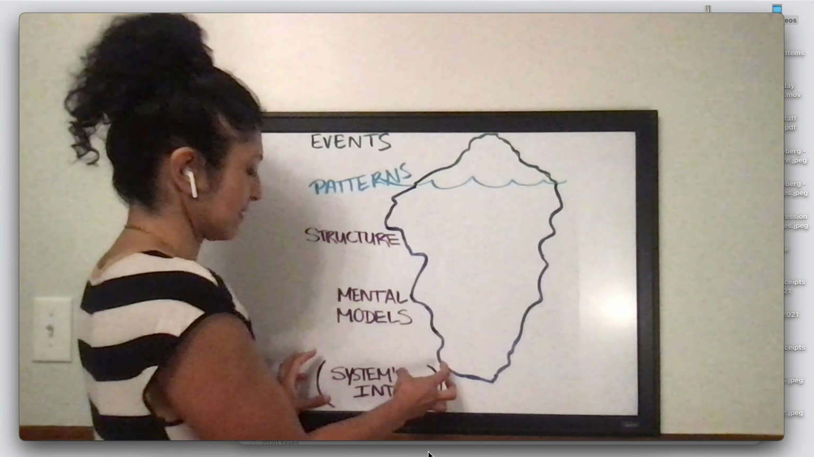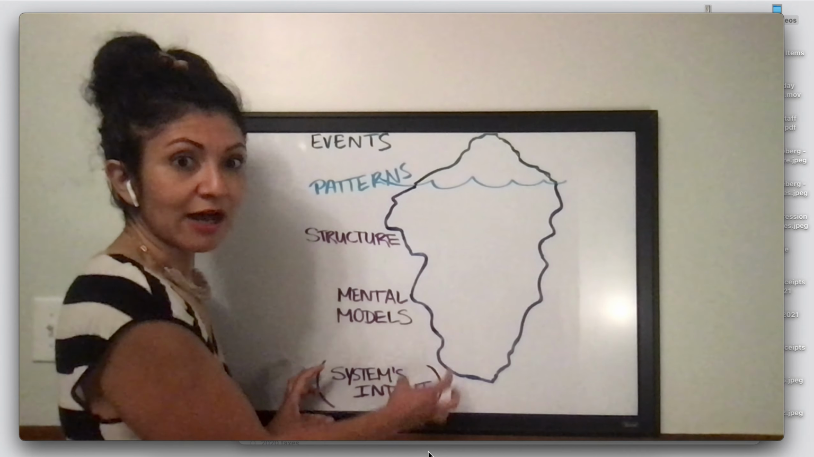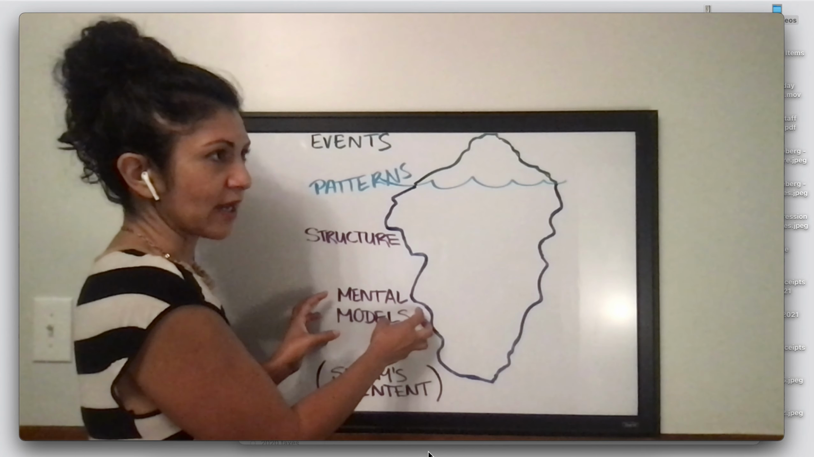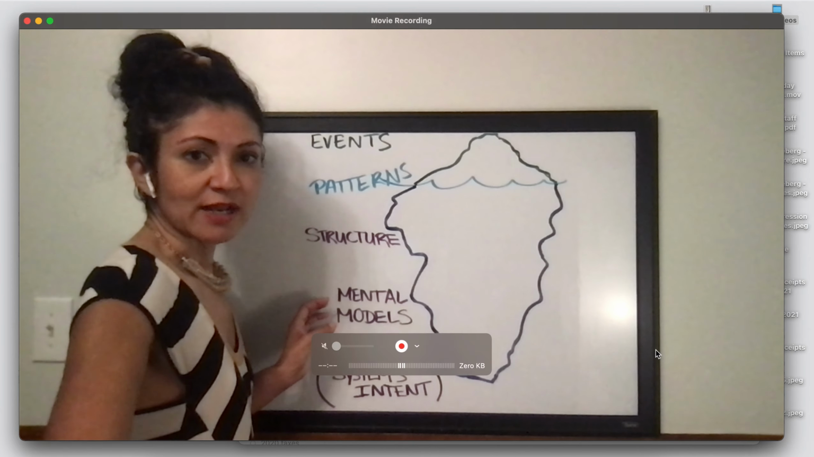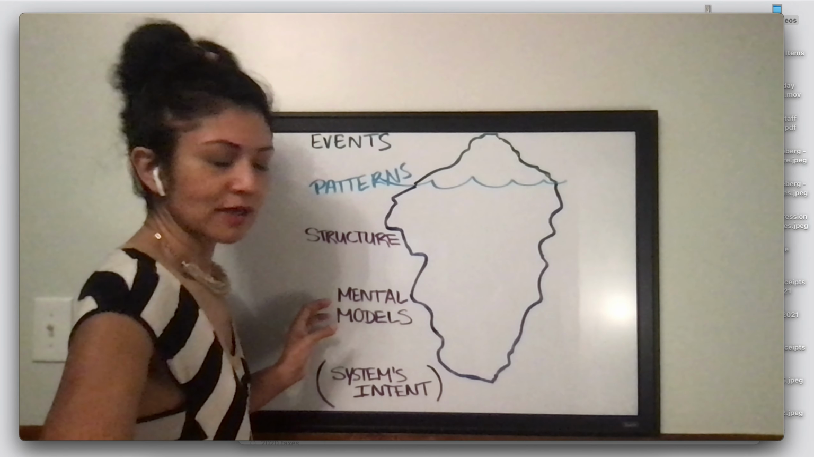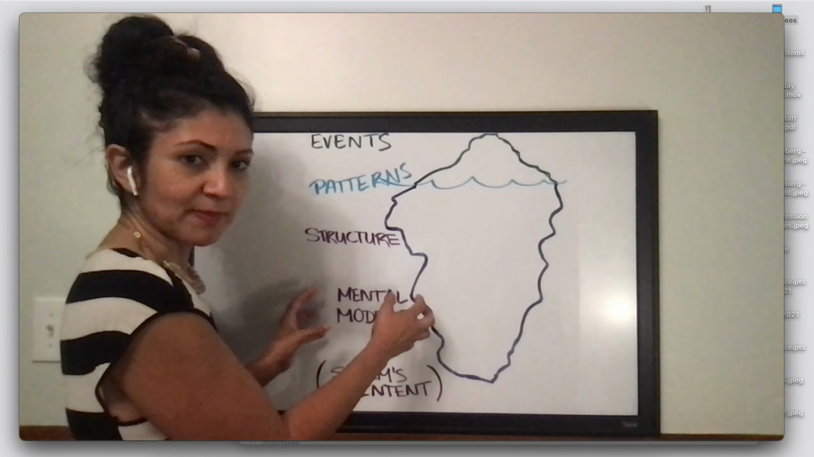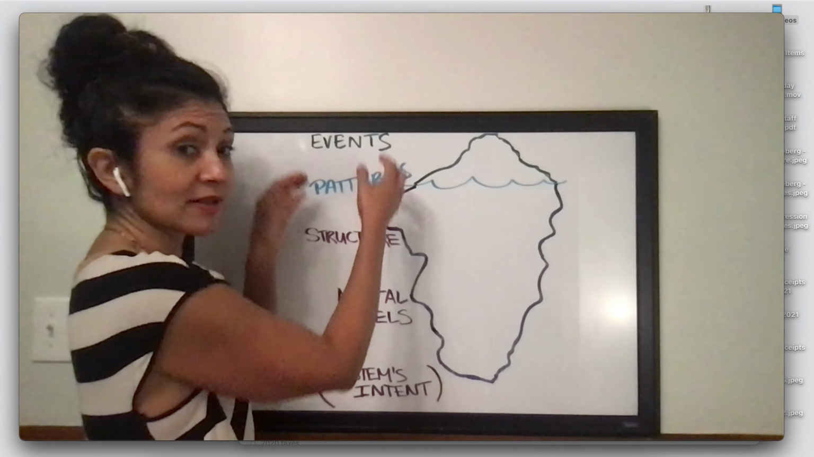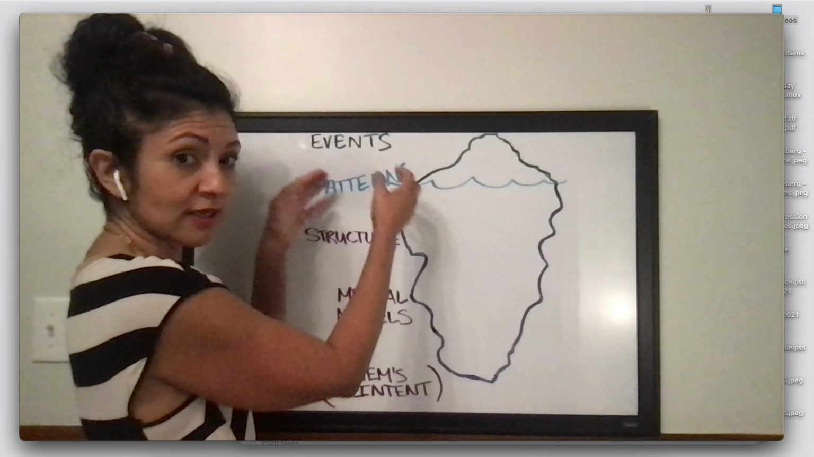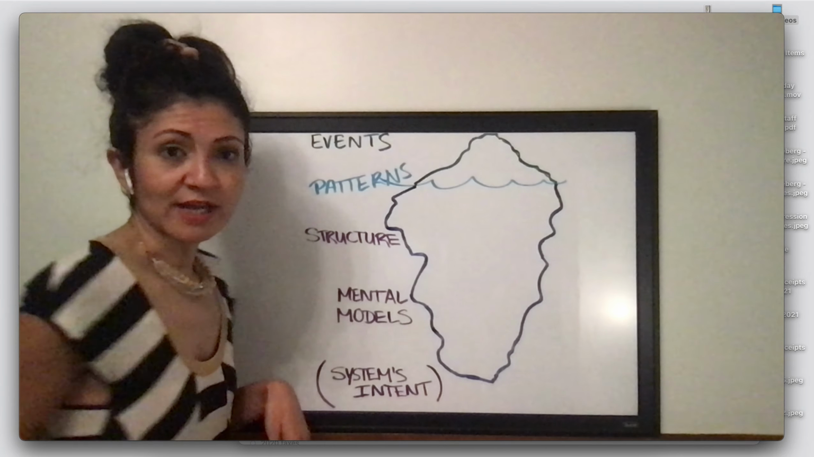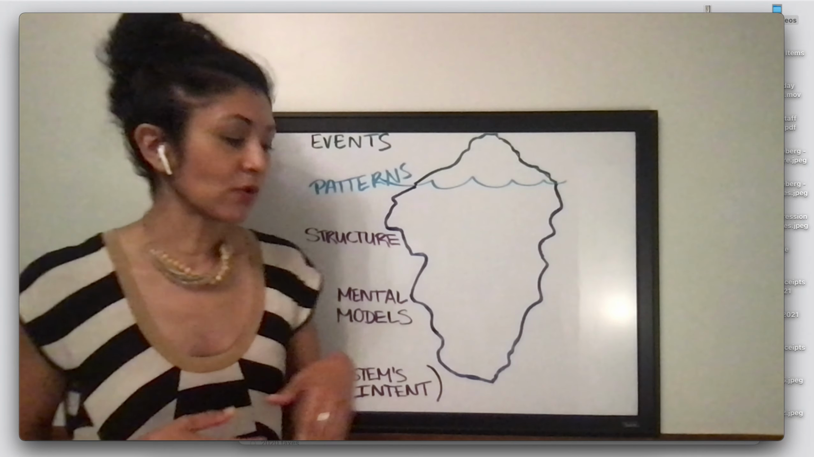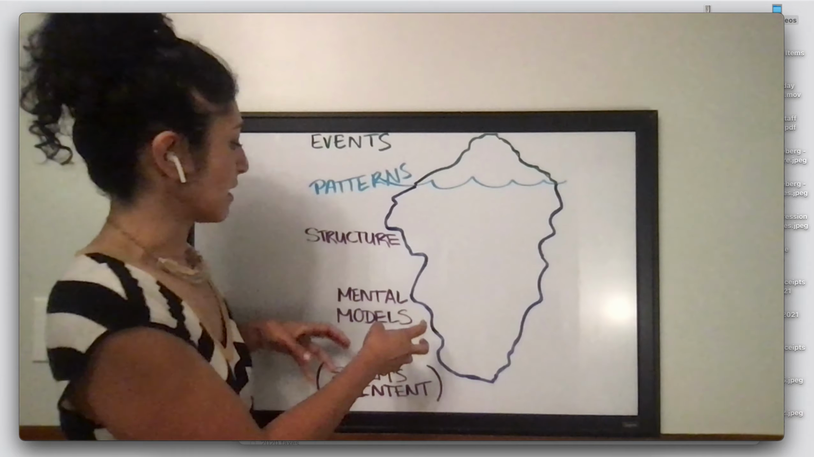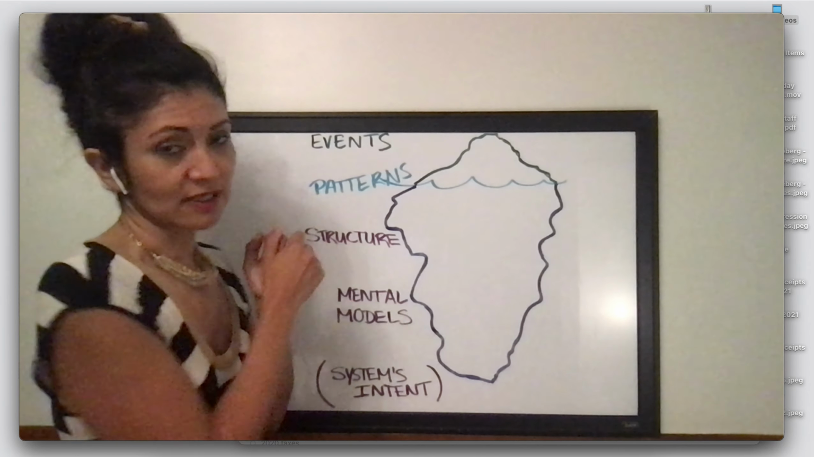So the purpose of the system, let's say a healthy marriage, is going to drive the mental model of, okay, I really believe that I need to have intentional, committed time with my spouse every week. I'm going to do it every Friday night. That's my structure. And then we're going to see that carried out in the world. Is it happening with that system in place? So the system's purpose drives mental model, structure, patterns, and events.